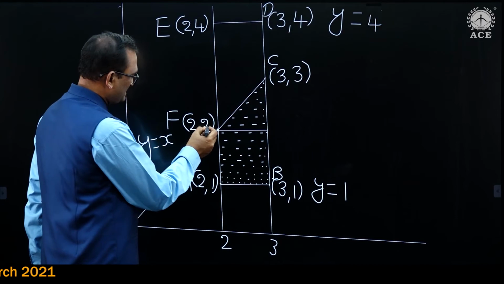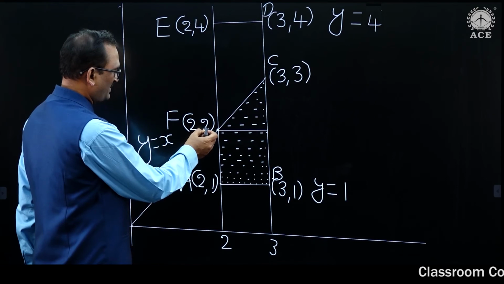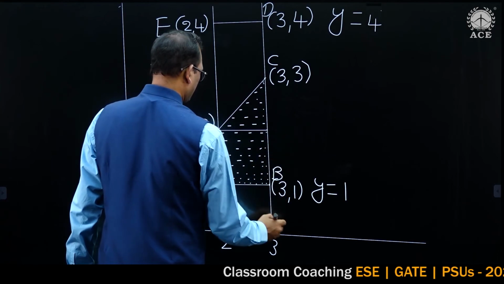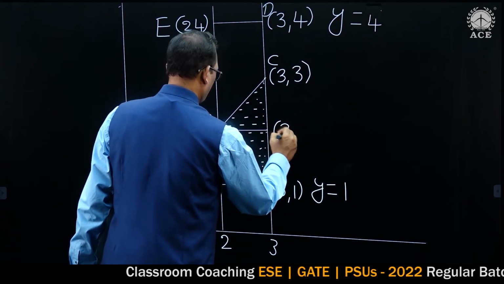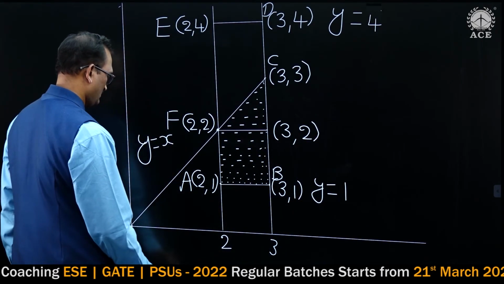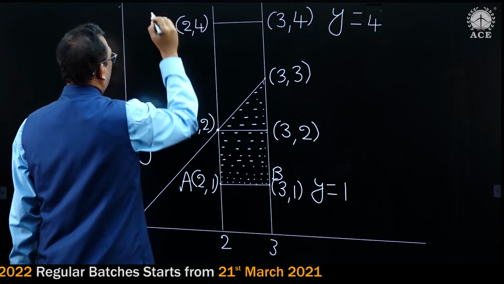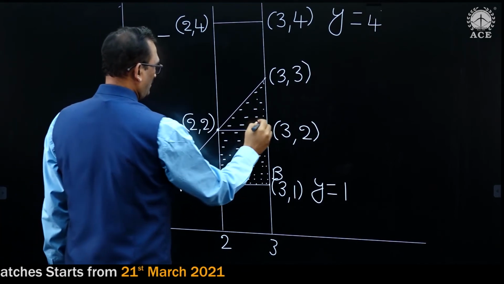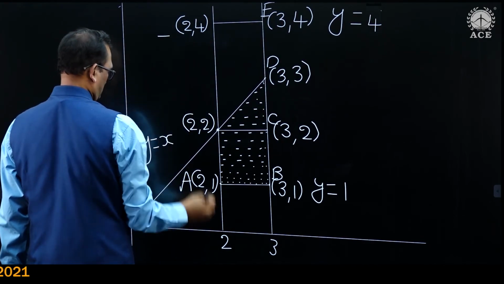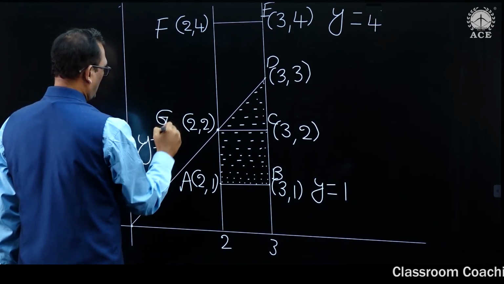Now, a straight line parallel to x axis, that is y is equal to k. This is y is equal to 2 line, and this is x is equal to 3, y is equal to 2. So let us rename the points: A, B, C, D, E, F, G.